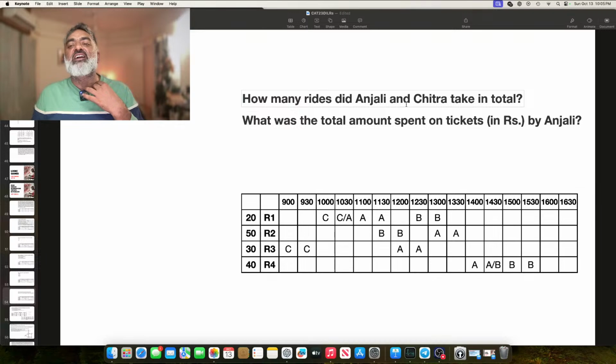How many rides did Anjali and Chitra take in total? I know Anjali took all 4 rides, Chitra took 2 rides, so for Anjali and Chitra, my total would be 6 rides. What was the total amount spent on tickets in rupees by Anjali? Anjali took all 4 rides, so 40 plus 30, 80 plus 50, 130 plus 20, 150, right? So the total will be 70 plus 50, 120. Sorry, and 20, 140. So her total will be 140, and that's it. My story is over, right?